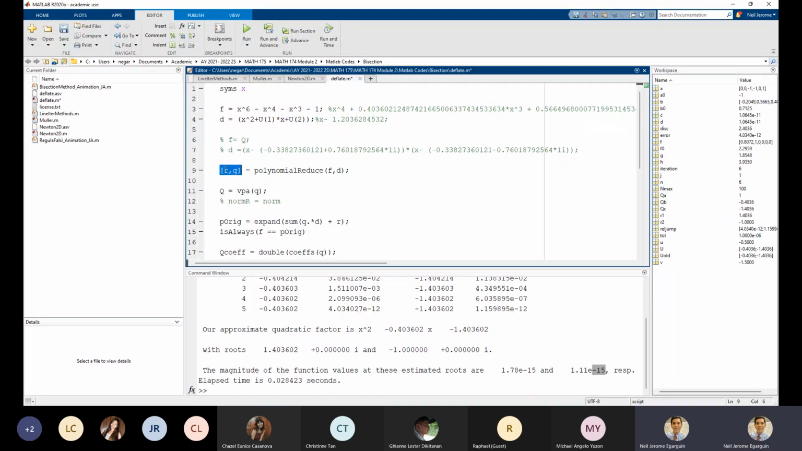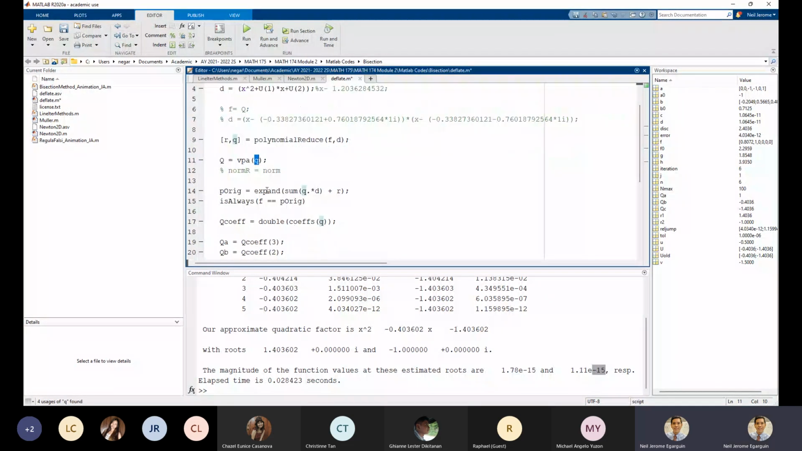Kaya ang ginawa ko, sa line 11, gusto kong makita na lang yung floating point representation ni Q. So I let capital Q to be equal to the VPA form ni little q para hindi siya symbolic form. Okay? Tapos yung lines 14 to 15, para lang ma-check kung tama yung pagkakagawa ni polynomial reduce, but you can comment this out. Hindi naman siya mahalaga. Sure naman tayo na tama yung polynomial reduce. Sanity check ko lang yung 14 and 15 para ma-check kung tama yung polynomial reduce. It is correct, so you don't need to check it anymore.